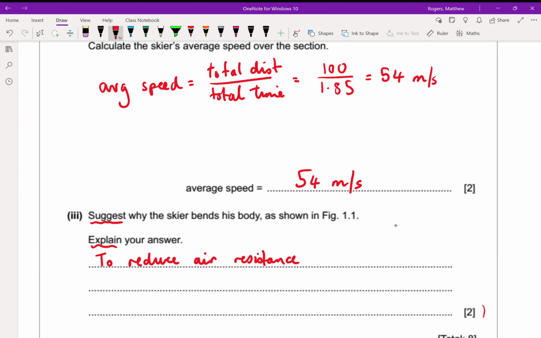Instead of air resistance, we could call it the drag, or we could call it the friction acting on the skier. And then why do they want this to be less? Well, if we've got smaller backwards force, it of course means their forwards resultant force will be bigger. So we could say to increase the resultant force.